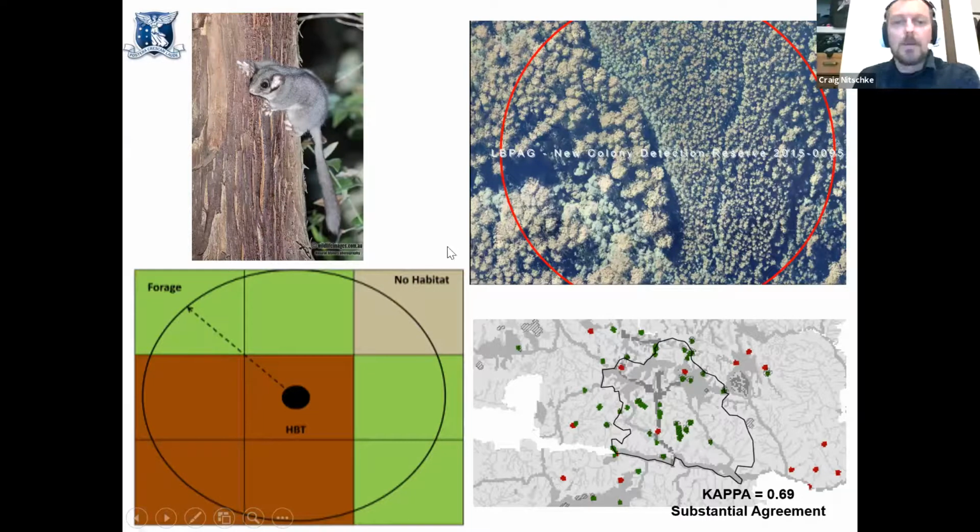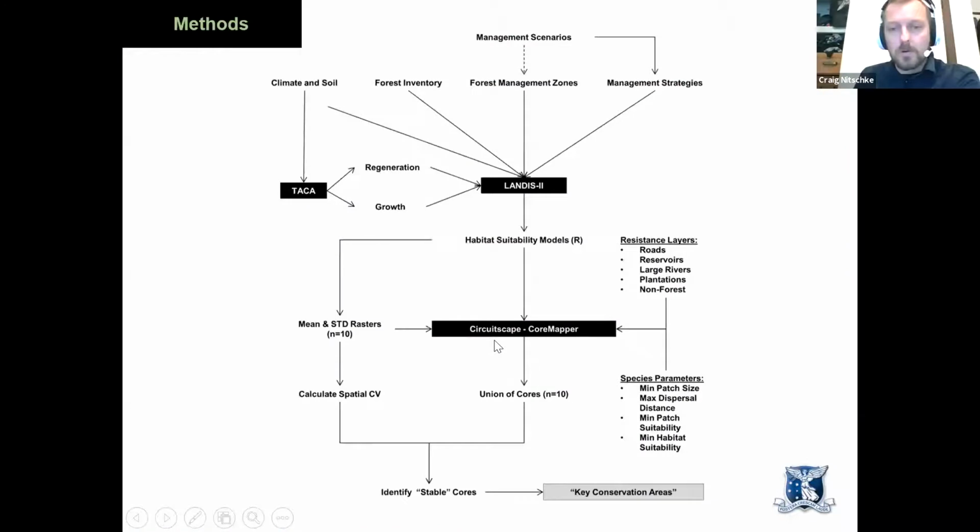And we can put all this complexity together into a framework of how do we account for changes in climate. So this is some modeling on how climate affects the recruitment and growth of the forest, the LANDIS model, which I've gone through, and then we've got this program down here called Circuitscape, which essentially organizes habitat suitability outcomes into cores of habitat or habitat patches.